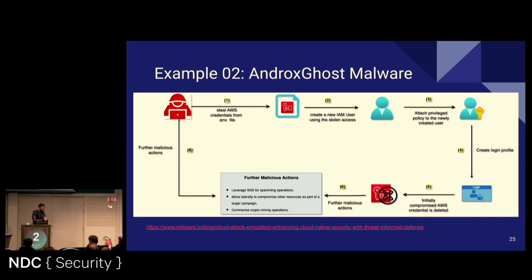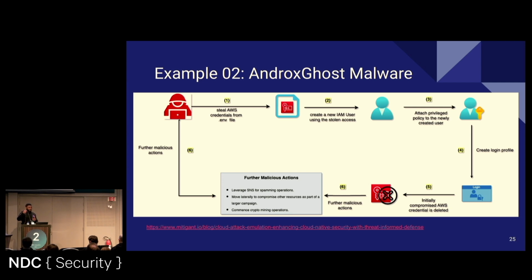Right, so let's look at an example to illustrate the problems I've been talking about. This example is about the Androx malware. It was detected, I think last year, if I'm not mistaken, by Lacework threat researchers. It looks for an AWS credential file in Laravel applications, grabs the credentials from there, then tries them out against an AWS account.